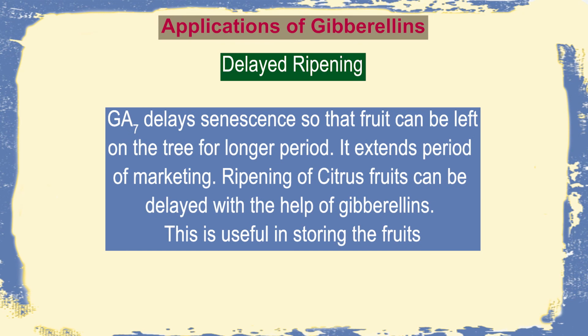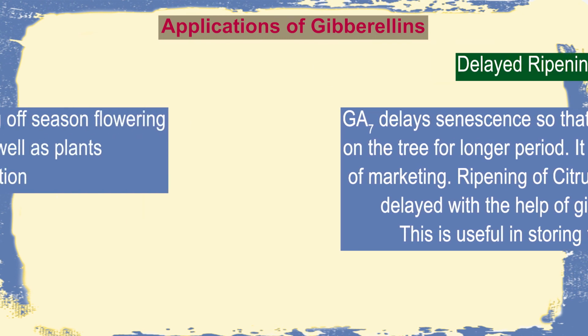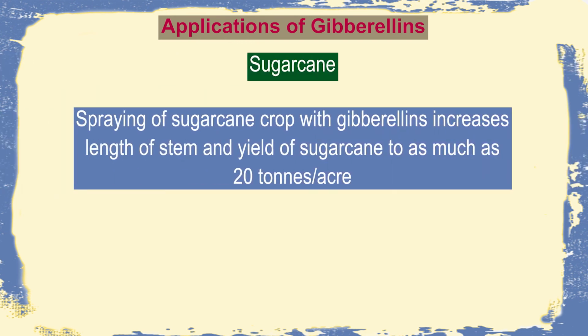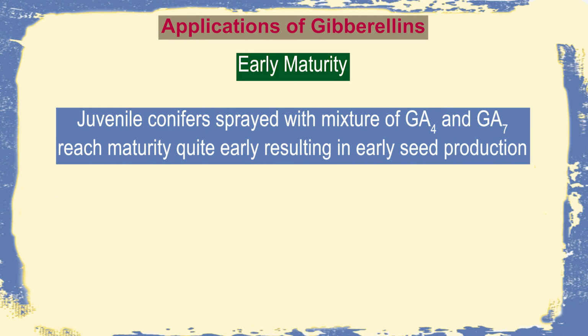Gibberellin also delays senescence and ripening of fruits, particularly citrus fruits. So, it is used to increase the marketing period as well as the storage period of these fruits. Off-season flowering can also be induced by gibberellin, particularly for long day plants. Application of gibberellin to sugar canes increases their length as well as their yield to a very high level. And finally, gibberellin is used to induce maturity in juvenile conifers. This results in early production of seeds.